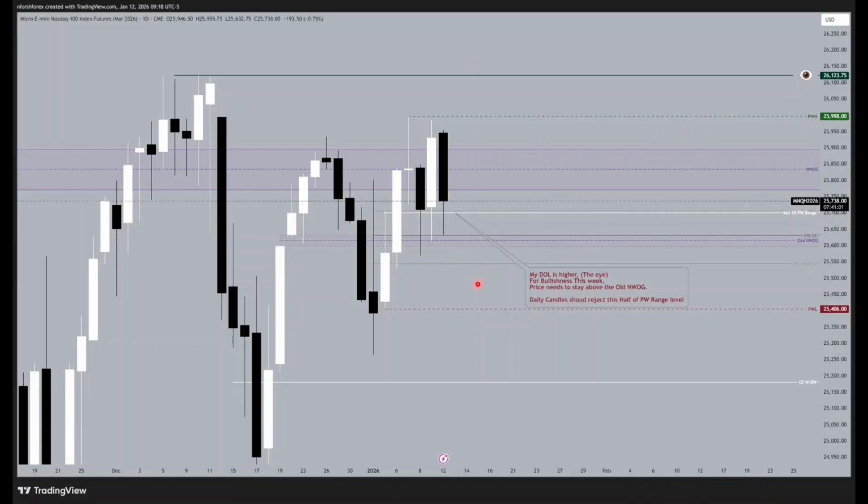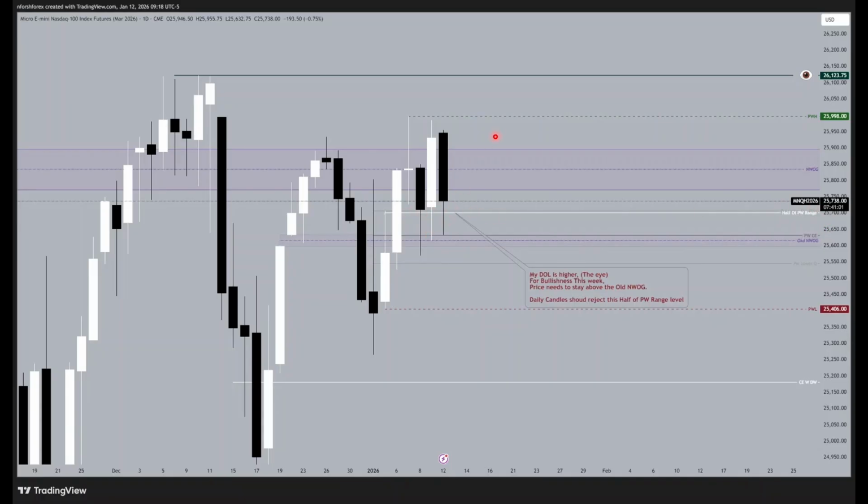But just on the daily chart here, before I move to lower time frames for this daily review, my joint liquidity is higher. I want to see price stay above the old new week opening gap, which is here. So seeing a rejection from its high is very good for higher prices. And I want to see daily candles reject this half of previous week range. The bodies remain above it and move higher.